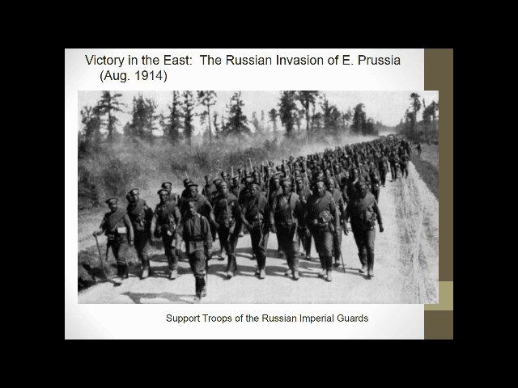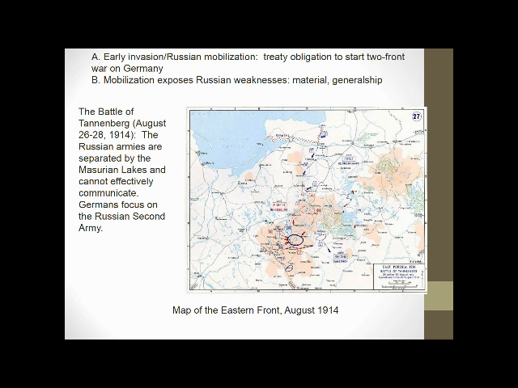And here you see Russian troops moving into East Prussia. The Russian invasion and mobilization into Prussia really began the two-front war for Germany. It also demonstrated some of Russia's weaknesses. Russia was certainly behind on industrialization, and they faced material issues and leadership issues. The Battle of Tannenberg, only a month into the war, proved to be Germany's probably greatest victory of the war, and it really established a trend for the Eastern Front.